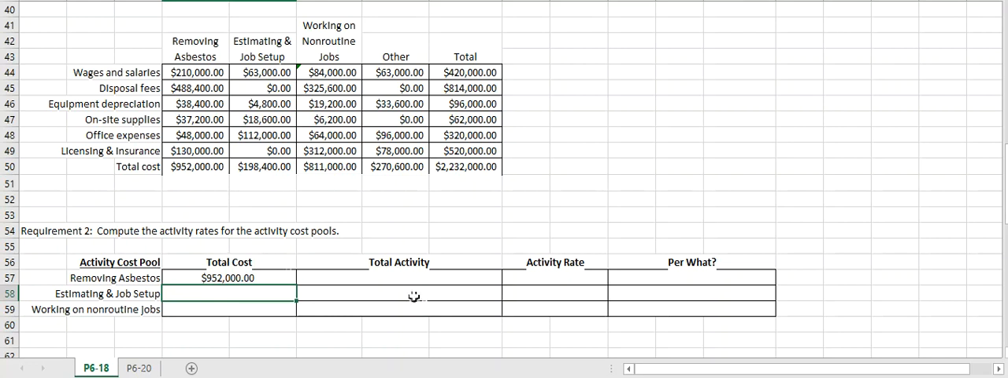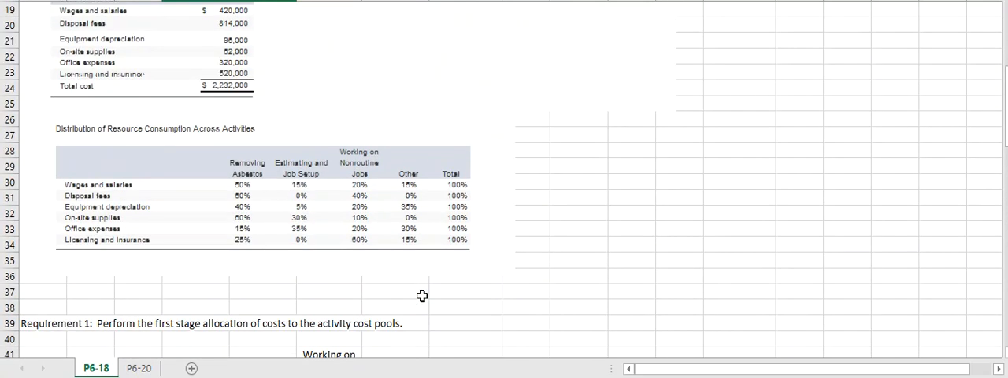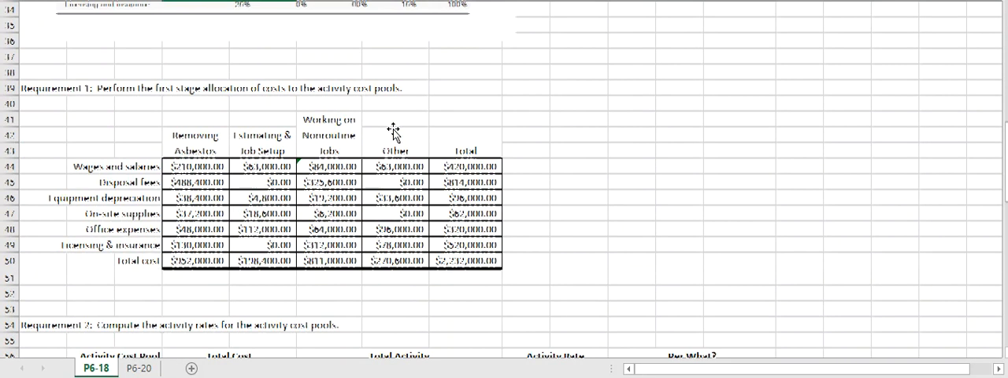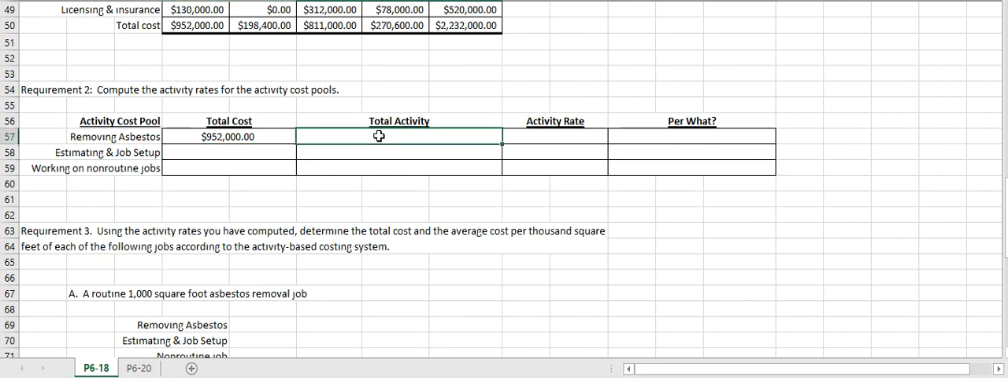Our total activity, we get that from the instructions. In other words, how many activities did we do? Up here we have our total activity. It says 800,000 square feet. So our total activity is 800,000 square feet. That's how many square feet of asbestos removal we did.